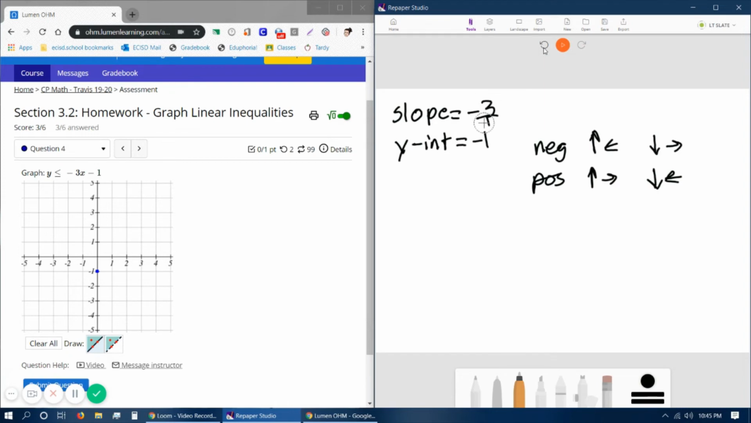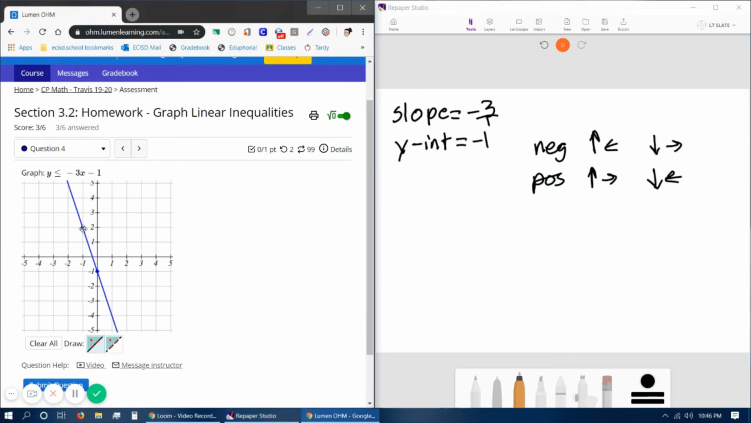-3 is on top, so that will be my rise, and I'll move up 3 squares. My run is 1, and my slope is negative, so I'll move left 1 square. Remember that if your slope is positive, you'll move right instead.